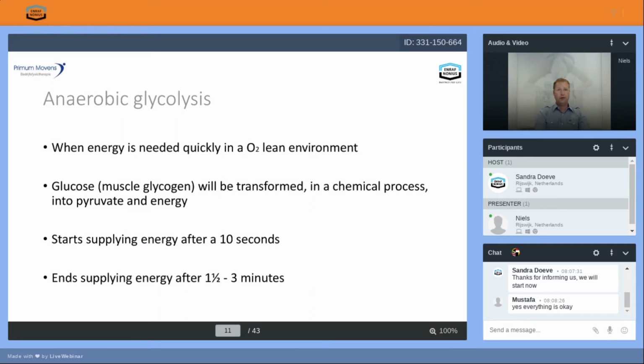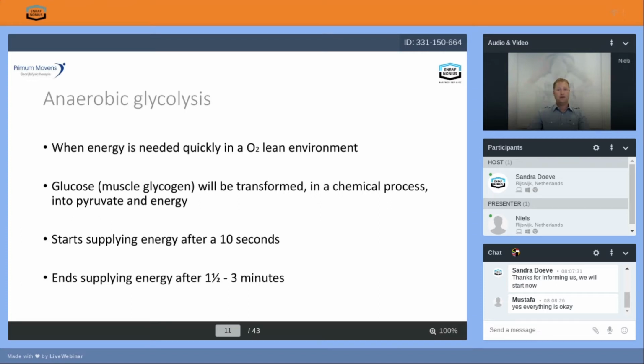When you talk about the anaerobic glycolysis, it's actually providing energy when energy is needed quickly, and when there's no oxygen available to make the burning of this energy possible. You use glucose. Its muscle glycogen will be transformed in a chemical process into pyruvate and energy. You should realize that it starts supplying energy after 10 seconds. So that's when the creatine phosphate system is dropping down, and it ends supplying energy after 1.5 or 3 minutes.